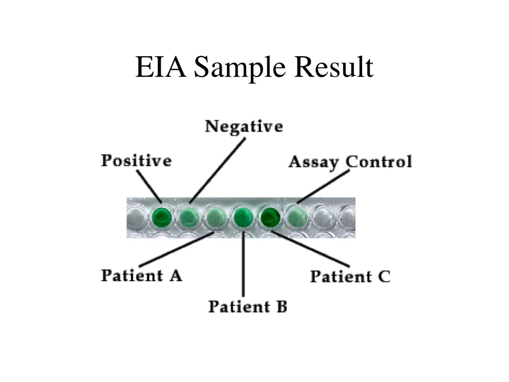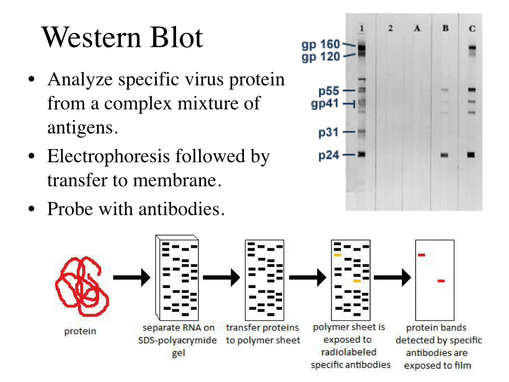Usually, these positive tests are confirmed by Western blotting. And with a Western blot, again, you're looking at specific virus proteins and a complex of antigens. And you're using electrophoresis, and you're going to probe with antibodies. So it depends on the reaction of antibody with the protein, but it's in a different format. In this case, it's been immobilized on a thin membrane.